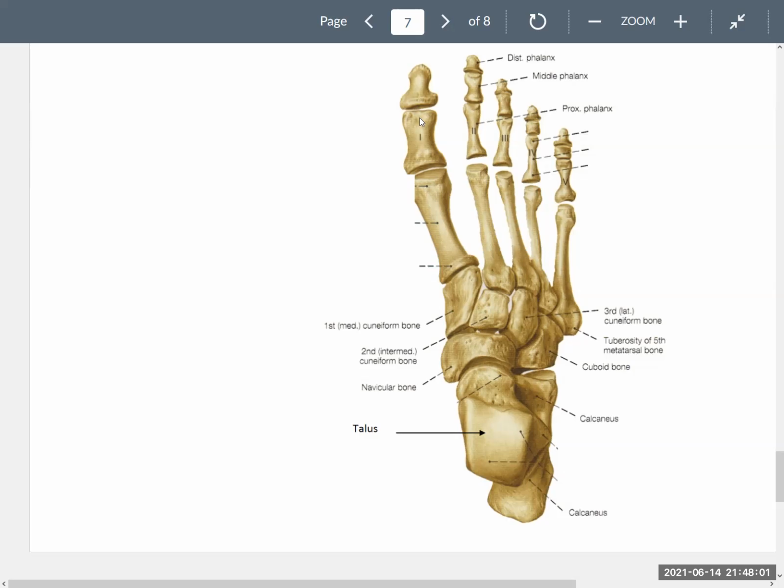Okay, the big toe has two phalanges. This one that I'm on right now is the proximal phalanx. And the one that has the nail on it is the distal phalanx, exactly as it was in the hand. And then for digit number 2, 3, 4, and 5, you have a proximal phalanx, middle phalanx, and distal phalanx, exactly as it was on the hand.